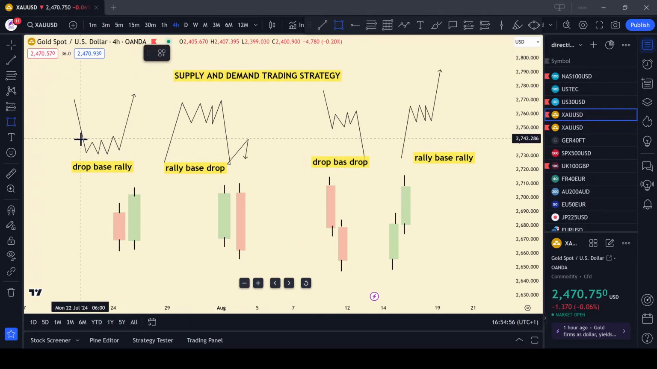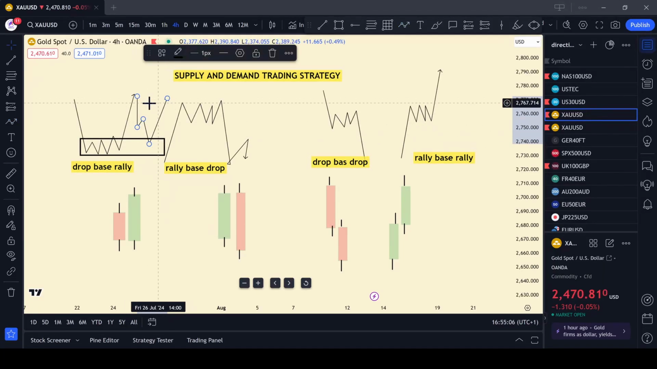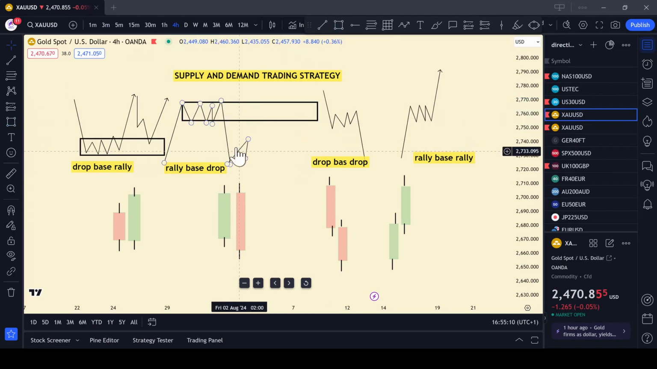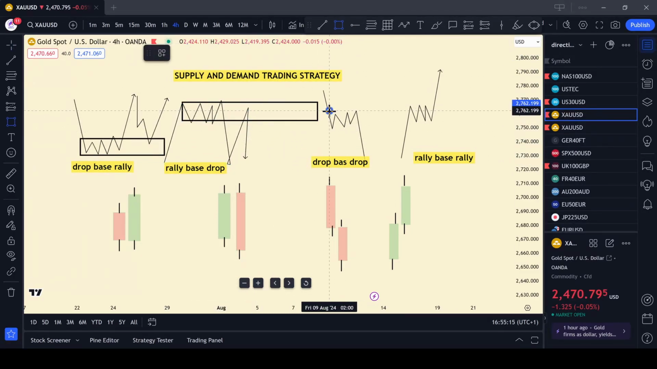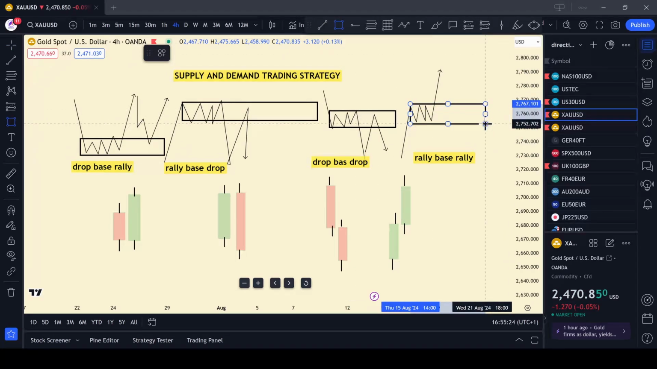What most people do is that this is how they trade. They wait for price to come in here, and they expect price to push high. The same thing right here. They expect price to come in and then they sell. Same thing here. They expect price to come in and then sell. Then the last one, same thing here. They expect price to come back in and then they buy.